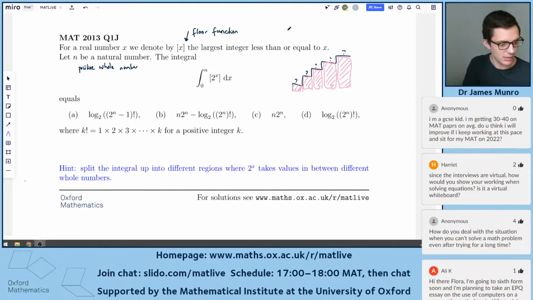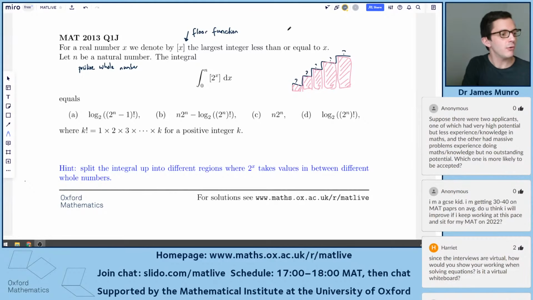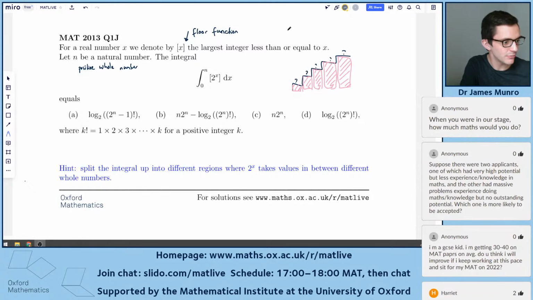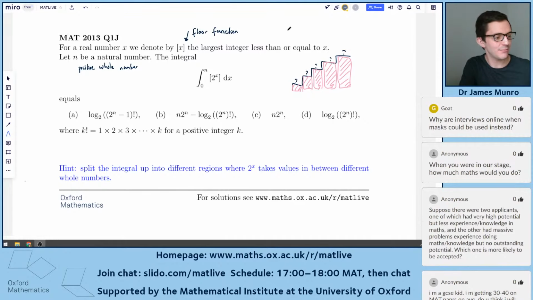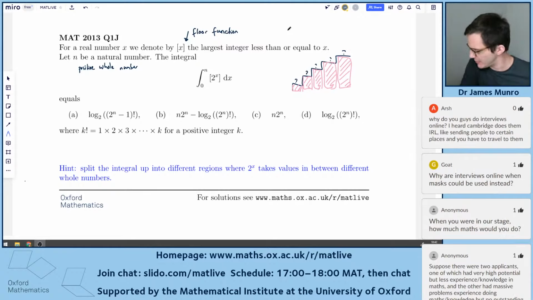Cool. Suppose there were two applicants. Oh, another sort of good start to a question, isn't it? One with very high potential but less experience or knowledge. The other had massive experience doing maths but no outstanding potential. I think potential is quite closely linked to ability to solve problems. Yeah, I'm not sure this one quite works.